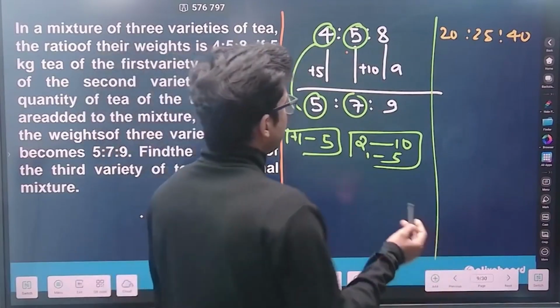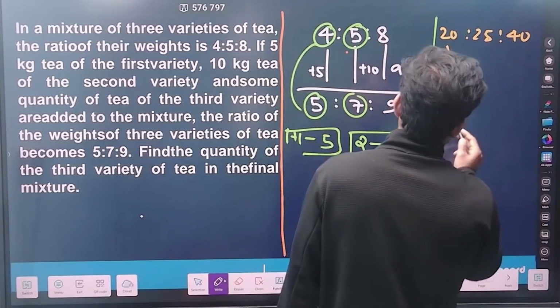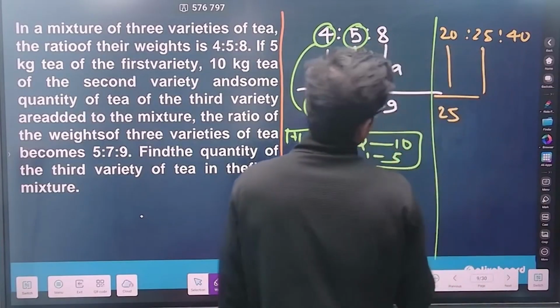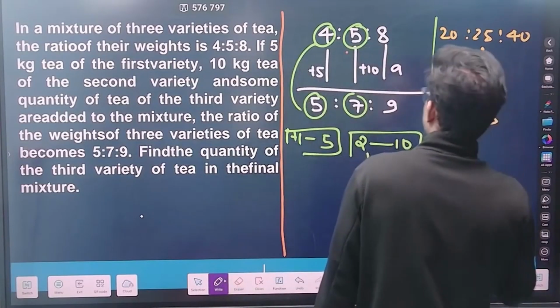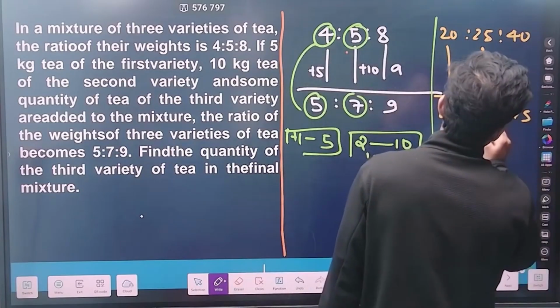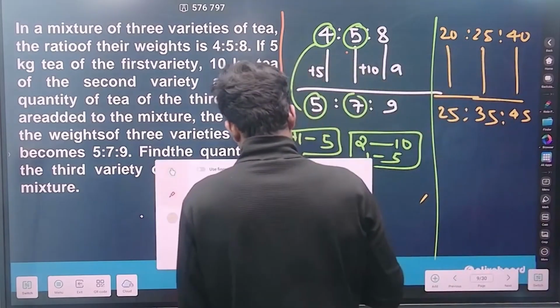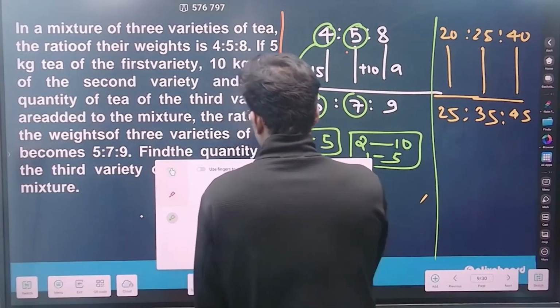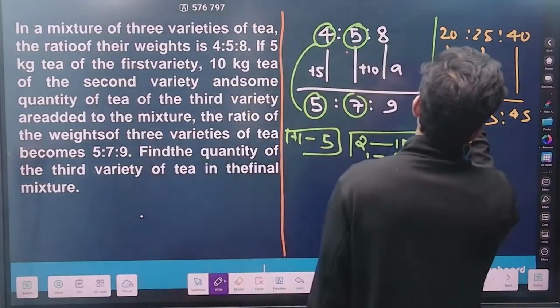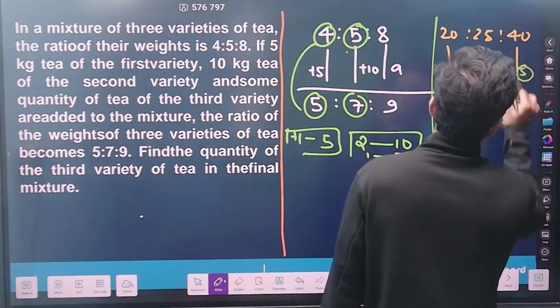Can I say after adding this would become 25, 5 5s are 25. This would become 7 5s are 35 and this would become how much? 9 5s are 45. So you can see the ratio. Again it's logically matching. You are adding here how much? If you see, you are adding here 5, you are adding here 10, again you are adding here 5, correct?